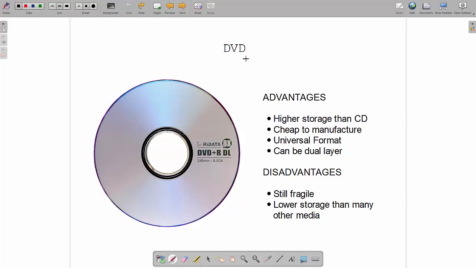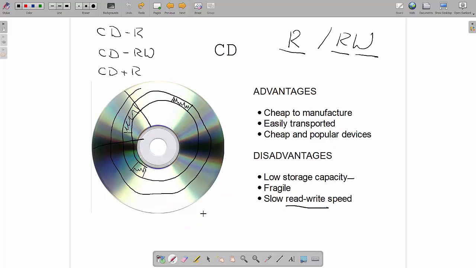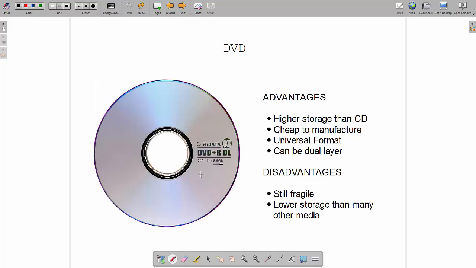The difference between a DVD and a CD: they're exactly the same principle of operation, but we can fit more on a DVD. On this one example, we've got 8.5 gigabytes. Generally on a CD, I probably should have told you that, we've got around about 700 megabytes maximum capacity. For a DVD, we've got much bigger. This one's got 8.5 gigabytes. Generally for each layer, you have around about 4.7 gigabytes.